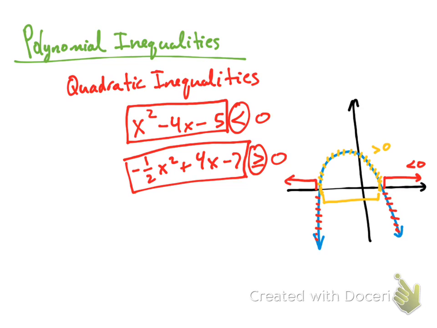So to solve a quadratic inequality, we want to find out when the function equals 0, and then we just determine the intervals that will give us positive and negative values. So let's look at a couple examples of this.